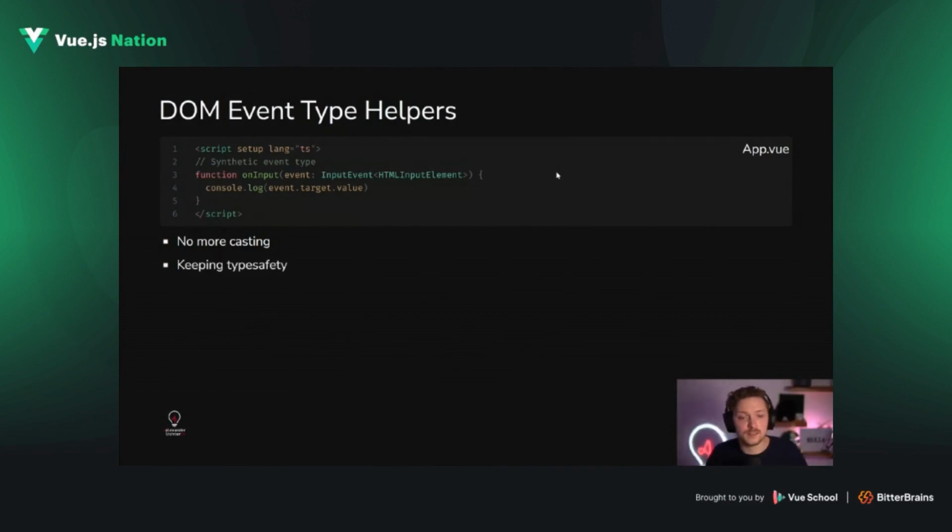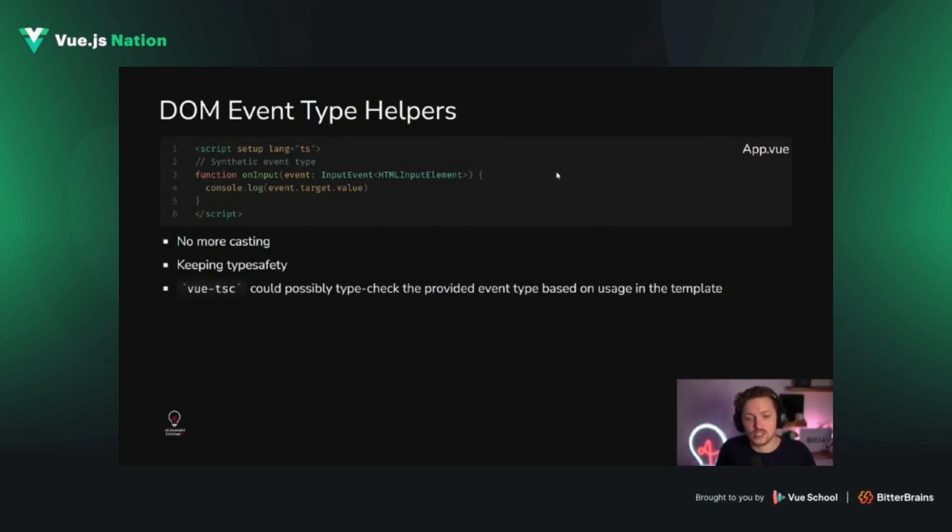We keep the type safety. Well, now we say, well, you put the generic in there, so it's not really type safe. Yes, but Vue.js could just type check the thing that we provide based on where we use it on input. So it says, okay, we used it on an actual input element. It can check it and say, hey, is it really an input event with the HTML input element there or not? So there are a lot of options for tooling that definitely could be used.